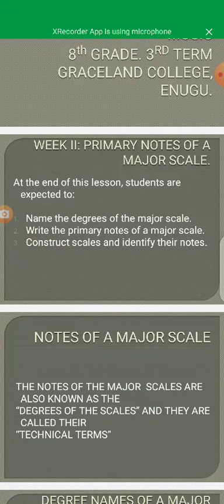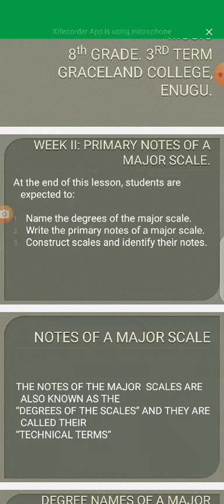Let me go through it again. At the end of this lesson, you are expected to know three things. The first one is you should be able to name the degrees of the major scale. You should be able to write the primary notes of a major scale. And you should be able to construct the scale and identify their notes. Having known this now, I would want you to keep it at the back of your mind and use it to evaluate yourself as we go through the lessons.